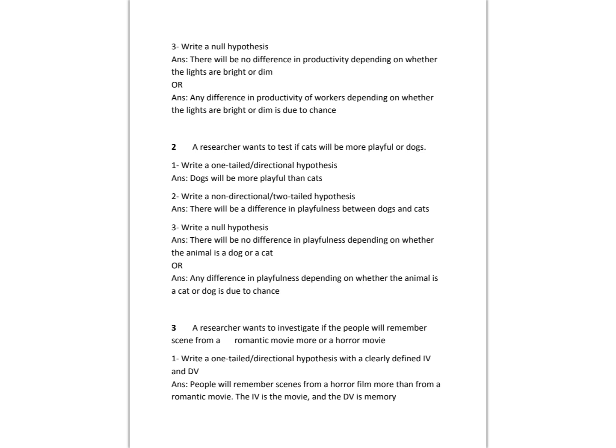Now, question number 3 is slightly different. Okay, so this is another type of hypothesis question that you could experience. A researcher wants to investigate if people will remember scenes from, I don't know what's going on over here with the phrasing, but a researcher wants to investigate if people will remember scenes from a romantic movie more or a horror movie. Okay, so the genre of the movie is the IV, romantic and horror, so already operationalized, and the DV is their memory. If you want to further operationalize this, you can.